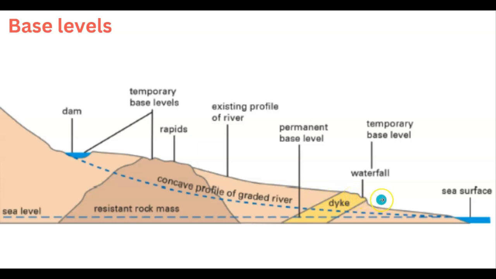Okay. Then sea level is known as a permanent base level, which is over here, or ultimate base level, as this is the lowest level to which a river will erode the land. Okay, so you can see the sea level through here. All right.